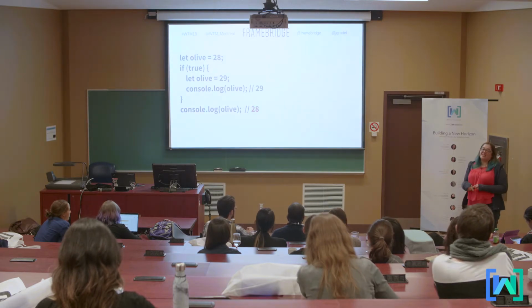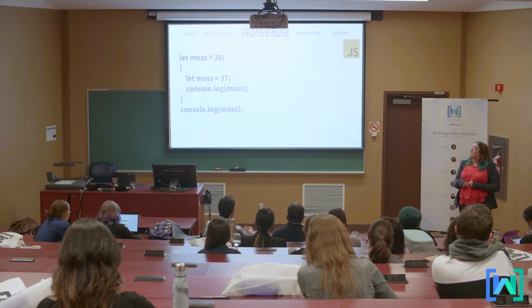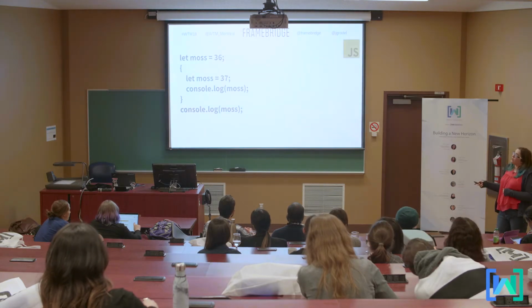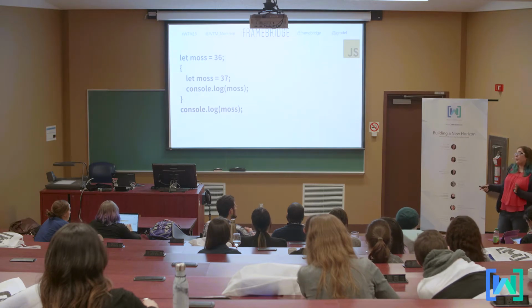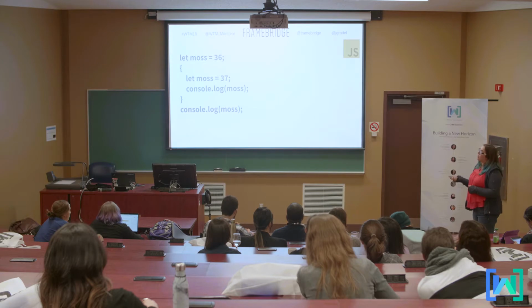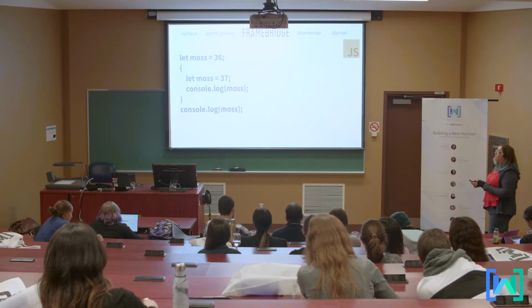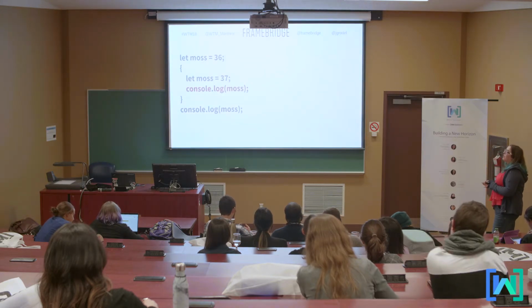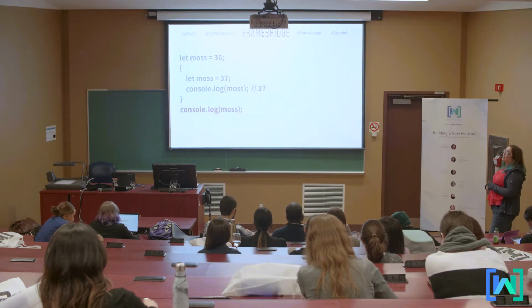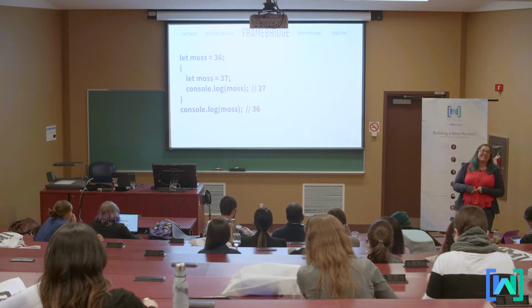However, that if true is really silly. And so ES6 lets us set up code blocks like this. We can completely leave out that true and make code blocks wherever we want them with curly brackets. So this works the same as the previous example. We'll set up moss as 36, and then we'll set up moss again as 37. If we take a look at that second moss, it's a 37, and when we come out of that code block, we're back to our 36.